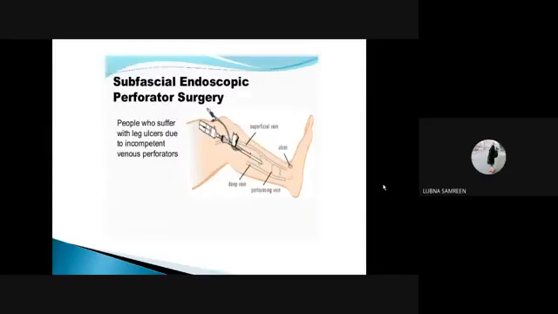This is subfascial endoscopic perforator surgery. For people who suffer with leg ulcers due to incompetent venous perforators, this method is done to reduce the enlargement and the inflammation of the varicose veins.